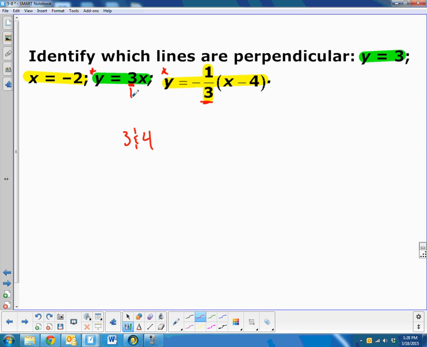Now let's go back to those first two. y equals 3 and x equals negative 2. Those do not look typical. So let's maybe graph that to get a picture of what's going on. y equals 3. So when x is 1, y equals 3. 1, 2, 3. There we go.